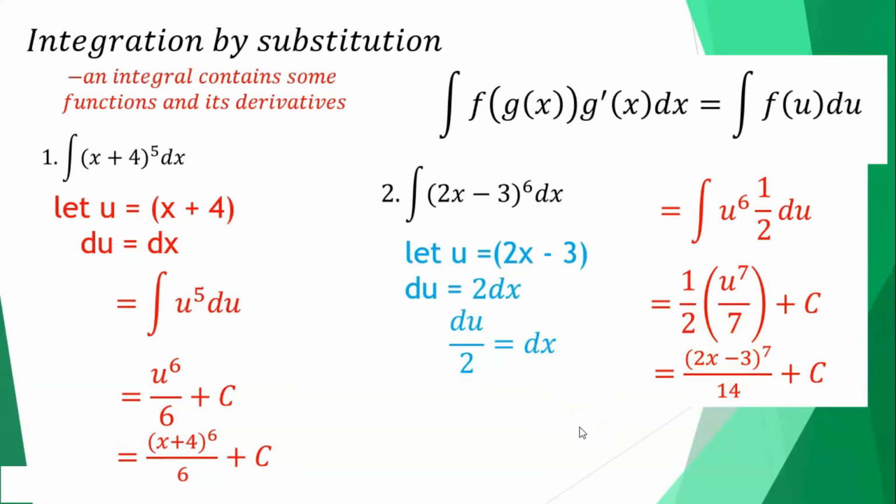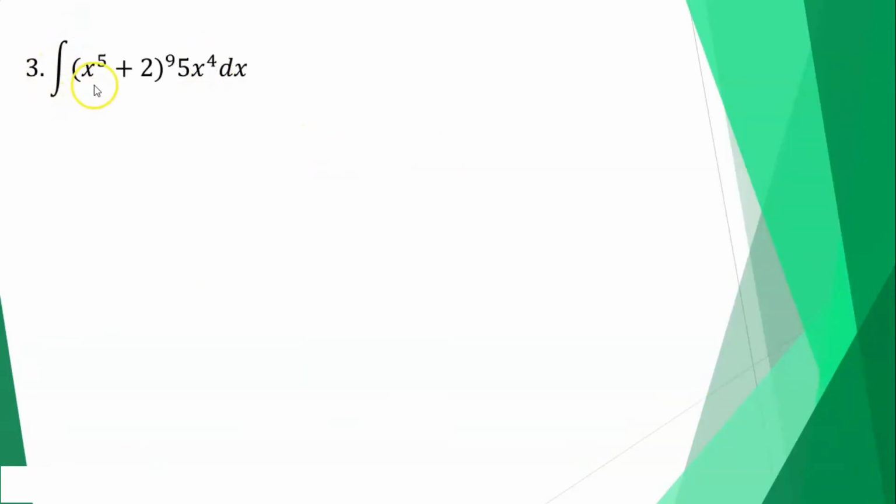Another example. Find the integral of quantity x to the power of 5 plus 2 to the power of 9 times 5x to the power of 4 dx. So by substitution, let u be equal to x to the power of 5 plus 2. Take note, the derivative of u is du. The derivative of x to the power of 5 is 5x to the power of 4. The derivative of a constant is 0, then dx.